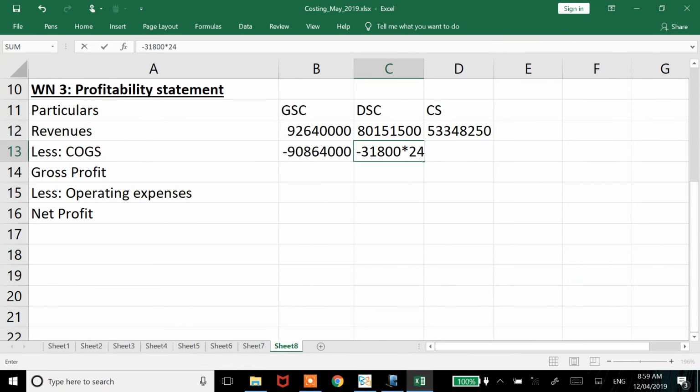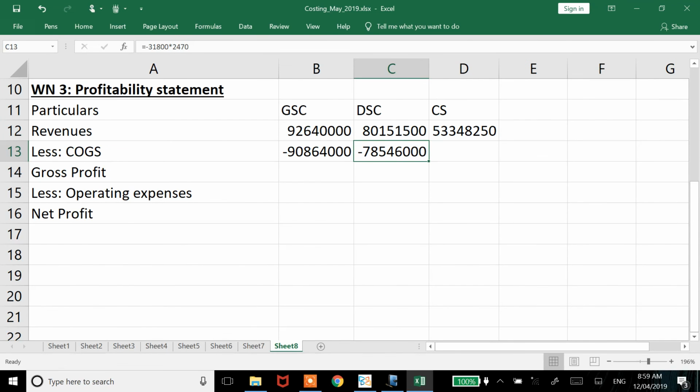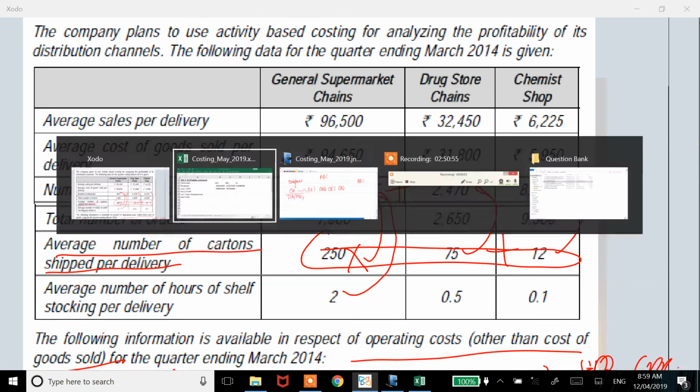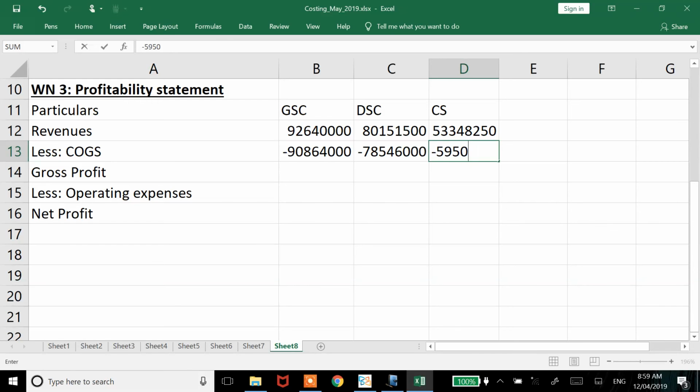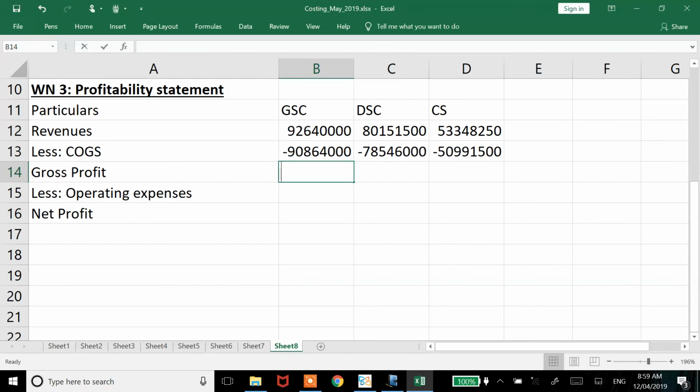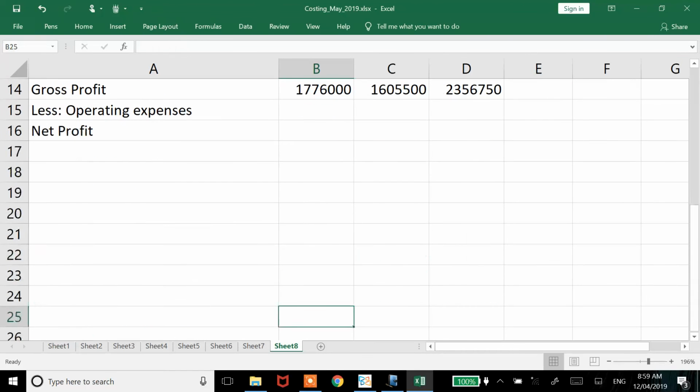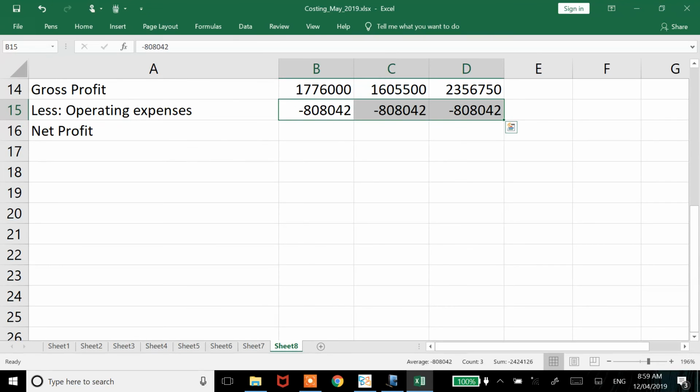31,800 into 2470. 5950 into 8570. For the time being, you can write this as 808042. Everything is going to remain the same, 808042.